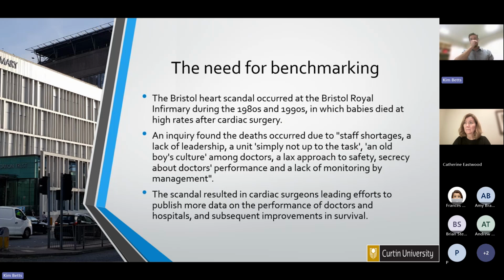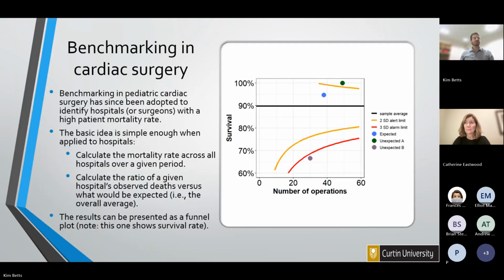So an inquiry was launched and found that the deaths occurred due to staff shortages, lack of leadership, and all these reasons you can see listed on the slides here. As a result of the scandal and the inquiry, cardiac surgeons led efforts to publish more data and performance on doctors and to perform comparisons and benchmarking. And this led to an improvement in survival among this patient group across time.